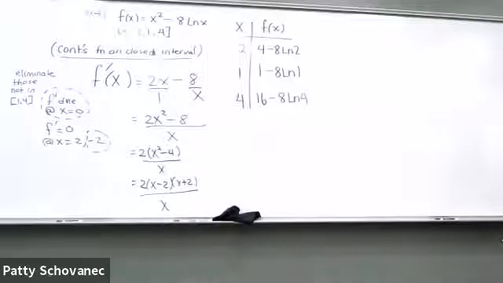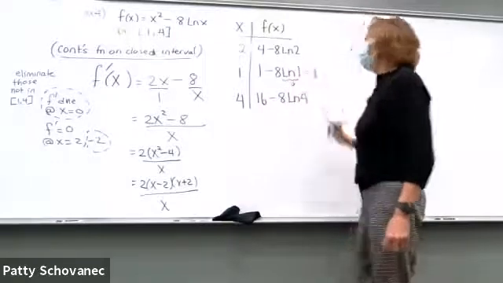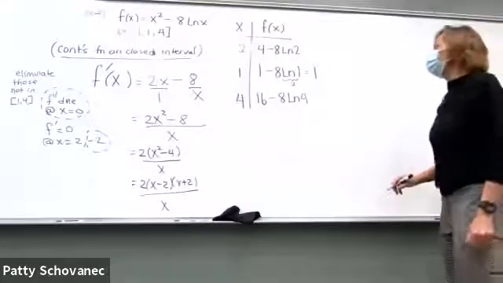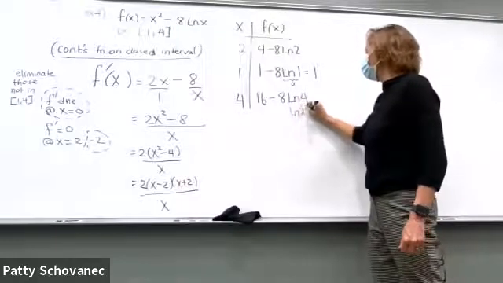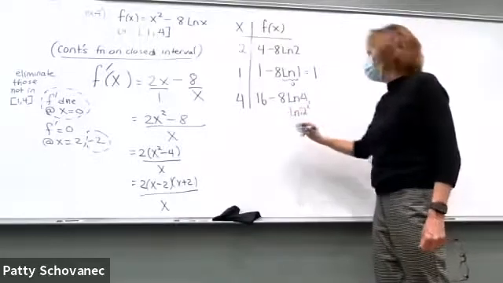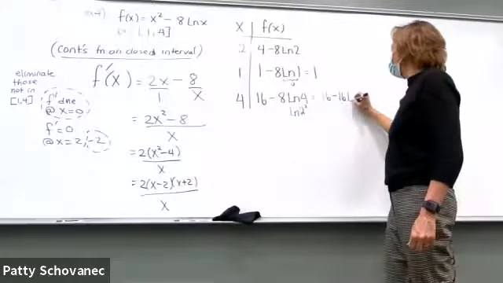The natural log of 1 we should know. Do we? 0. Natural log of 1 is 0. So this value is a 1. The natural log of 4, we can write that as the natural log of 2 squared. And then we can use that log property that brings this 2 down in front. So I can say that this number is the same as 16 minus 16 times the natural log of 2.